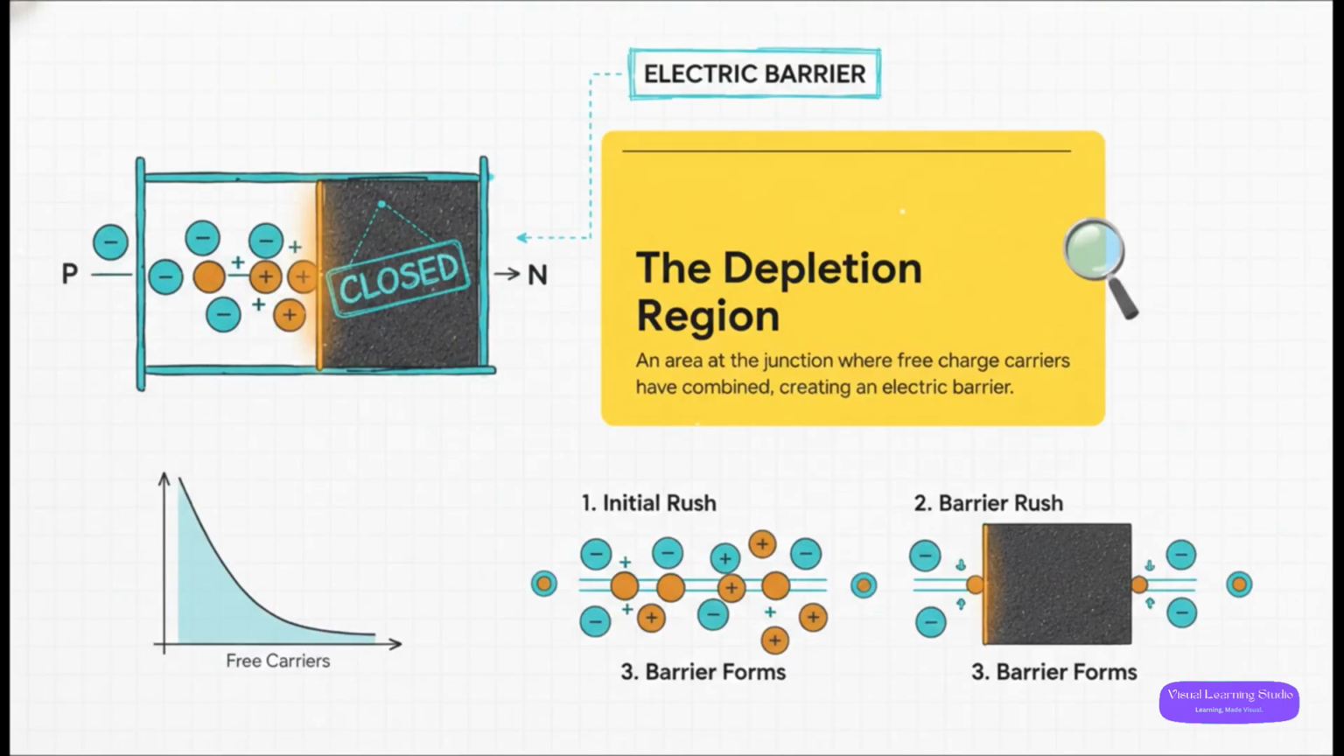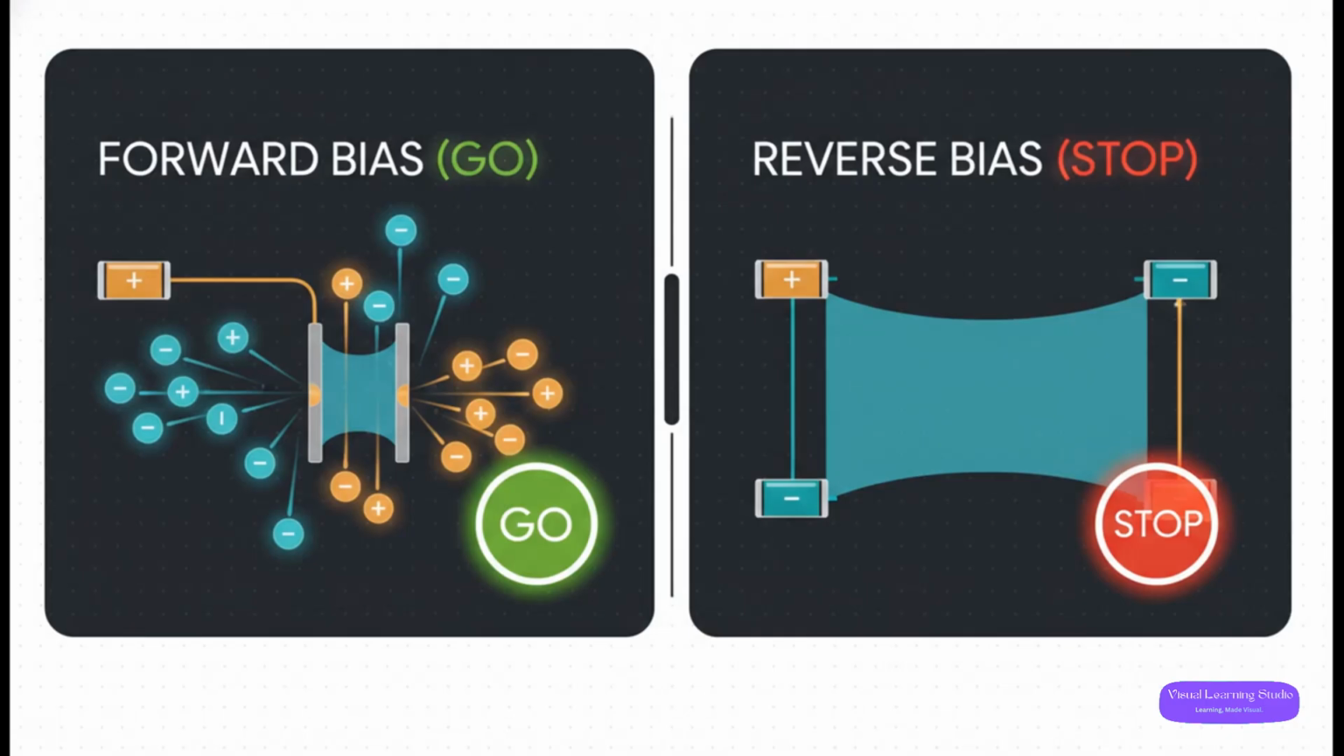This initial rush of electrons creates this tiny zone right at the junction that we call the depletion region. In this little area, all the free electrons have found holes, and they've basically canceled each other out. This creates a neutral, depleted zone that acts like an electric barrier, and it prevents any more electrons from just casually crossing over. It's like a little no man's land has formed right at the border, and for now, that border is closed.